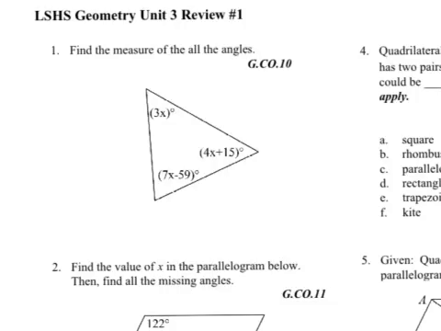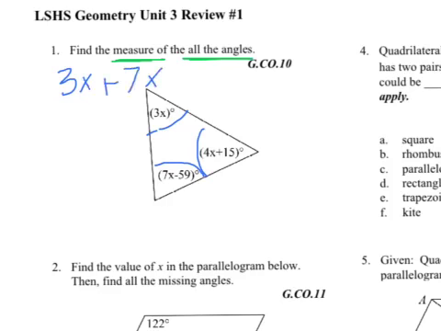This is the LSHS Geometry Unit 3 Review, Number 1. Question number 1 says that I need to find the measure of all of the angles of this triangle. So the first thing I'm going to do is write an equation to add all three of these to equal 180, because the angles in a triangle always add to 180.